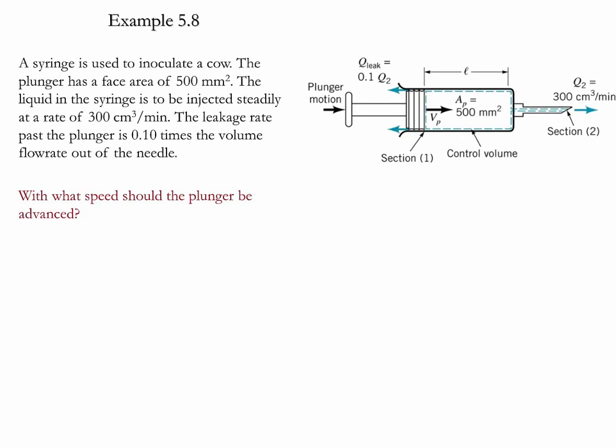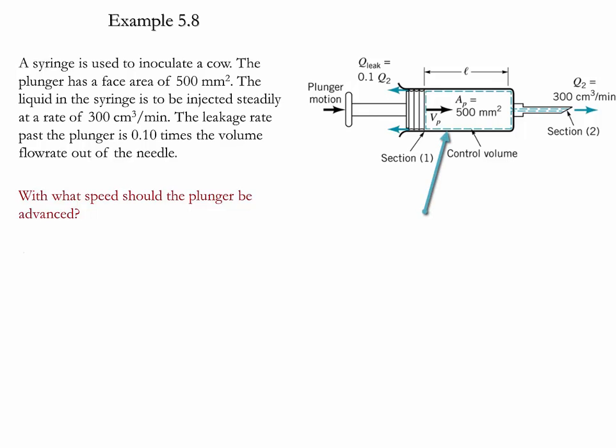Example 5.8. In this example, we have a syringe which is used to inoculate a cow. The plunger has a face area of 500 millimeters square. The liquid in the syringe has to be injected steadily at a rate of 300 centimeter cubes per minute, and it has a leakage past the plunger, which is equal to 0.1 times the volume flow rate out of the needle. We need to determine at what speed the plunger should be moving to meet these conditions.